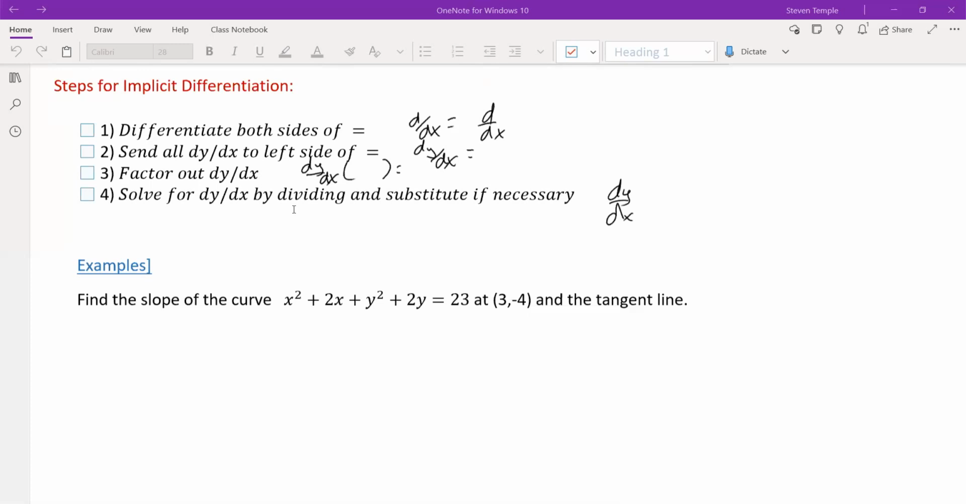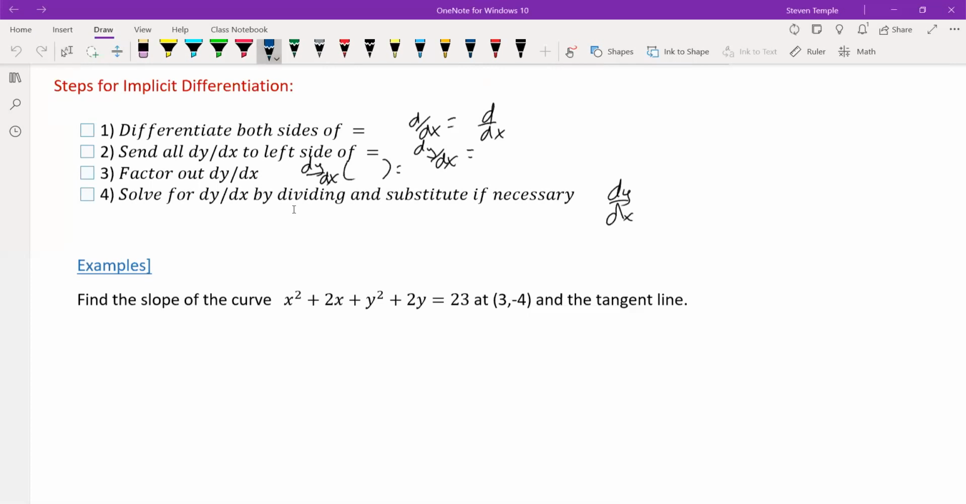In any case, the first example here: find the slope of the curve with this equation, x squared plus 2x plus y squared plus 2y equals 23. We're going to find the slope at the indicated point, (3, -4), in the tangent line. So the first step is I'm going to go ahead and take the derivative implicitly. Step 1, take the derivative of both sides. When you do that, you're going to get 2x plus 2 plus 2y dy/dx plus 2 dy/dx equals 0. The derivative of 23 is 0.